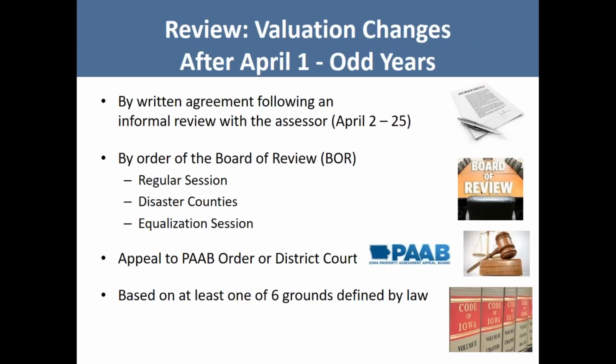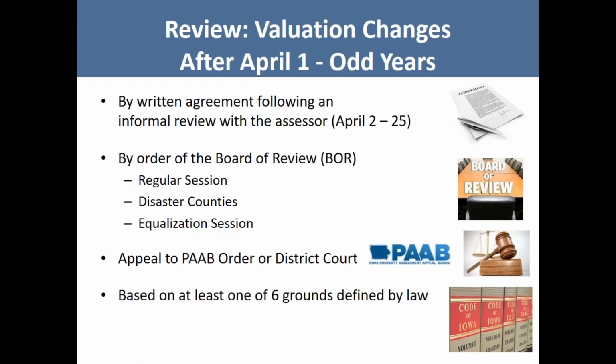So let's take a look at what we've been talking about today, and let's review this again. We've talked about how written agreement needs to follow the informal review with the assessor, and the window of time is April 2nd to the 25th for that. We've talked about the Board of Review, the regular session that happens in the month of May, the disaster county session, which can extend beyond May into June and as late as the middle of July if needed to address those concerns, and the equalization session, which occurs between the middle of October and the middle of November, the 10th of October to the 15th of November.